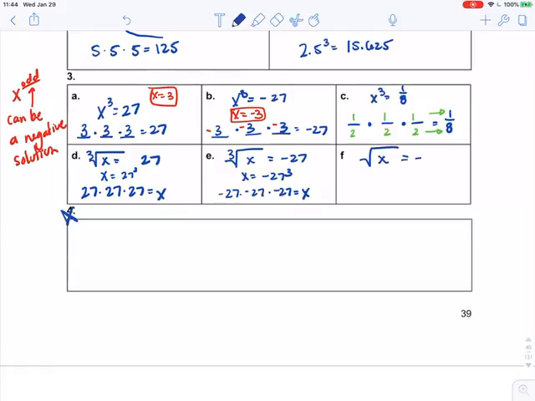Cube root of x equals negative 1/8. Negative 1/8 times negative 1/8 times negative 1/8 equals x. X equals, oops, negative 1/8 cubed. All right, pretty easy, pretty self-explanatory, not super difficult.